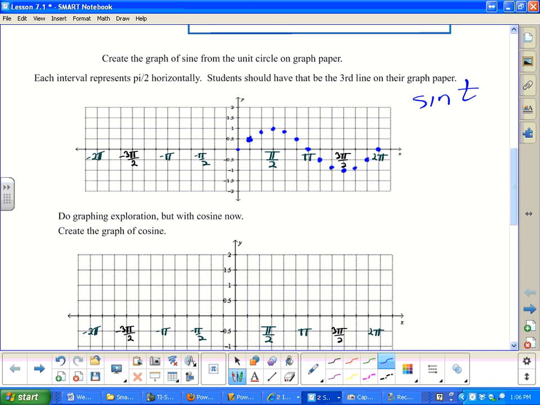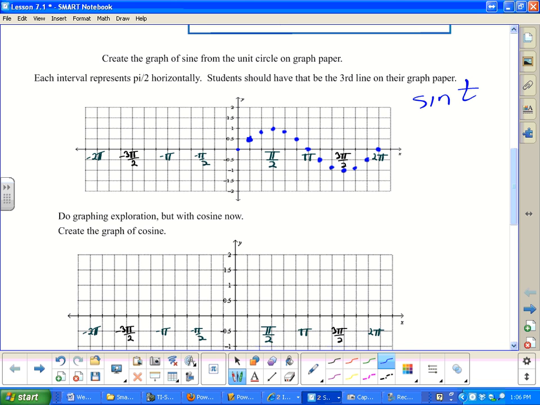So we just used the unit circle to make the graph of sine. And what happens if I go around again? I get the same thing, right? What happens if I go clockwise? Yeah, it's going to do the negative 1.